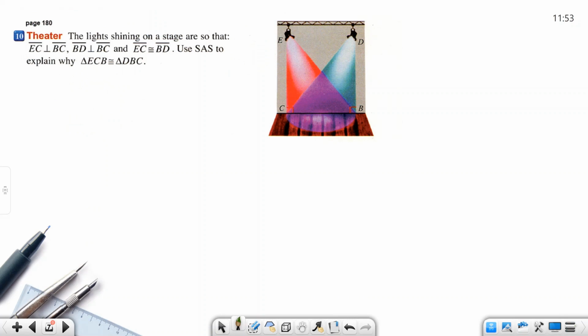Let's continue. Oh, there is a theater. The lights shining on a stage for me. Let's go and tell the lesson. And the theater, interesting. Okay, the lights shining on a stage are so that you can see it.